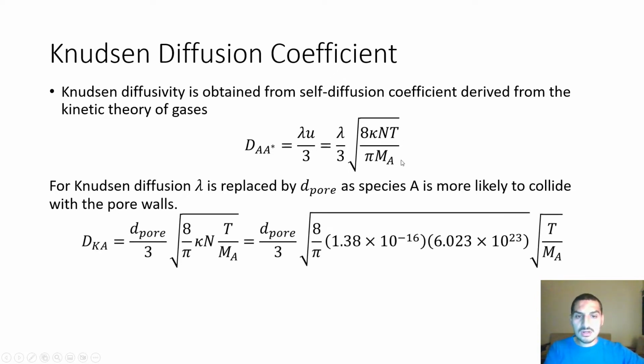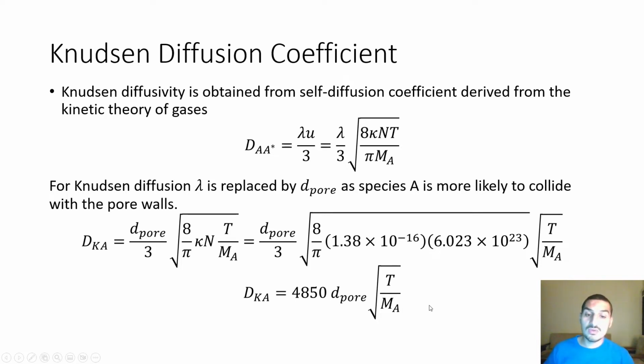You will see that there are a lot of constants here. 8 is a constant, the Boltzmann constant k, N is Avogadro's number, which is constant, pi is a constant, 3 is a constant. So the variables that we have here are the pore diameter, T, and the molecular weight of A. So the equation would be very simple like this: it's this constant multiplied by the pore diameter multiplied by the square root of T over MA. This is the equation that we can use to calculate the Knudsen diffusion coefficient in case of pure Knudsen diffusion.